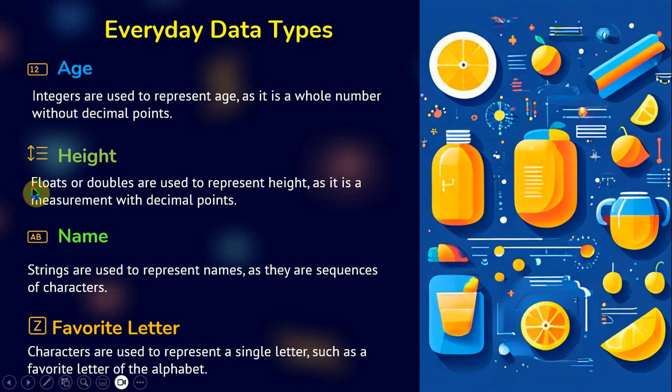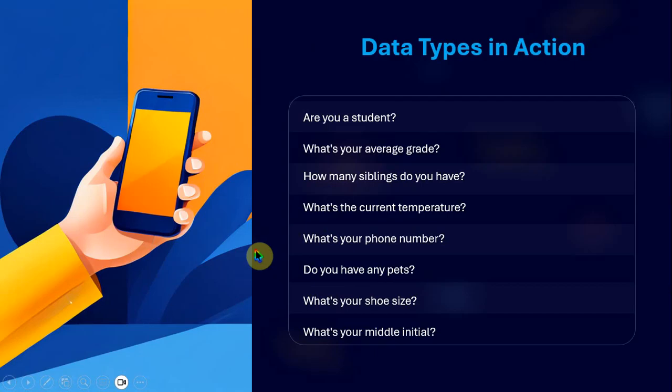What about height? Height we can use both of them, float or double, since they fall within the decimal place. What about name? Strings are used to represent names as they are sequences of what? Characters. Then what about our favorite letter? Our favorite letter, of course, we will use a character because it's a single letter. Characters are used to represent what? Single letters. Great.